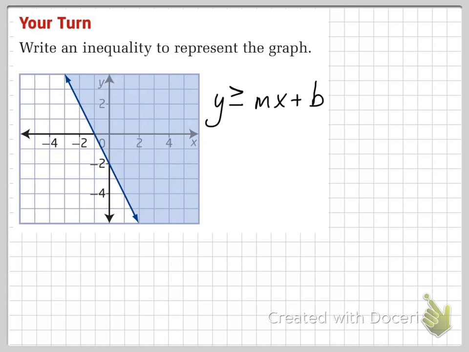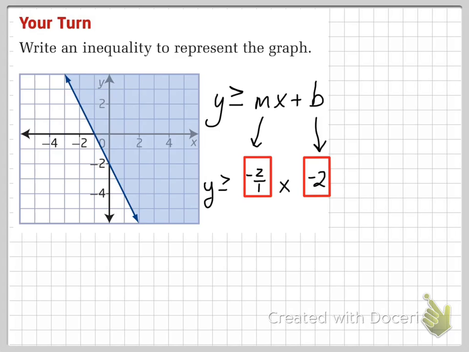Alright, so we've got y is greater than or equal to mx plus b. It's greater than or equal to because of the solid line. Well, let's find m and find b. Notice that b, our y-intercept, is at negative 2. Notice our m: if I started at negative 2, I could go down 2 over 1. So my slope would be down 2 over 1, or just negative 2. So as an equation, I'd write that as y is greater than or equal to negative 2x minus 2.